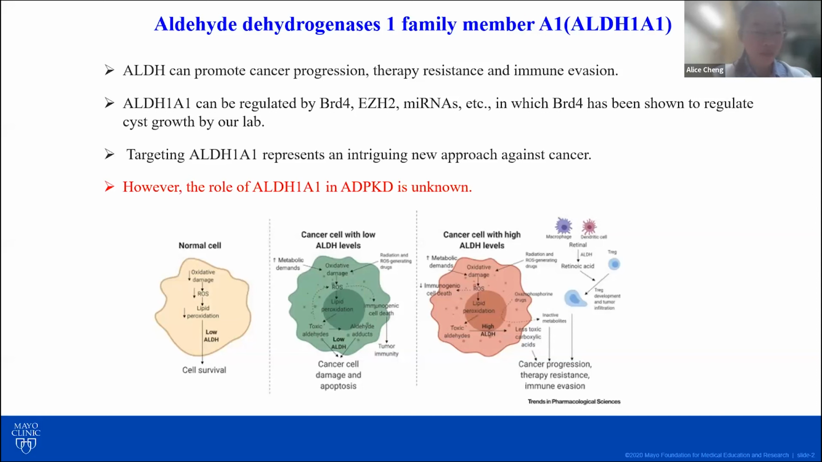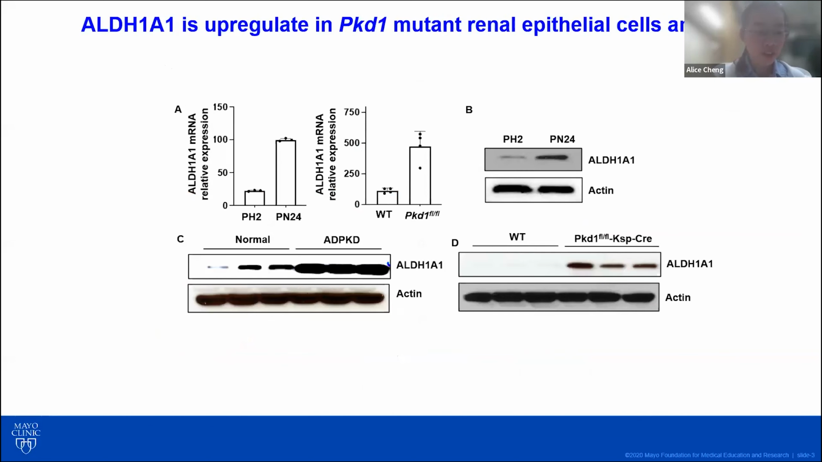ALDH1A1 can be regulated by epigenetic factors including BRD4, EZH2, and mRNA. Our group has reported BRD4 can regulate cyst growth in ADPKD. We are wondering whether ALDH1A1 plays a role in ADPKD. Therefore, firstly, we investigated the expression of ALDH1A1 in PKD1 mutant cells and kidneys examined by Western blot and RT-qPCR.